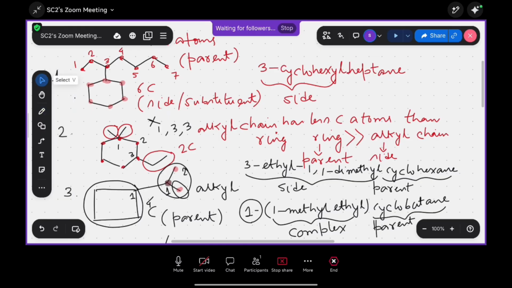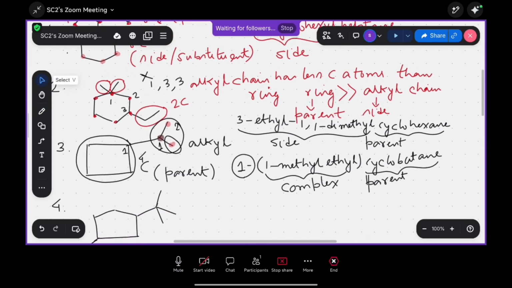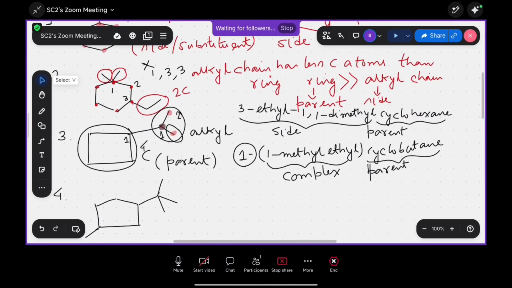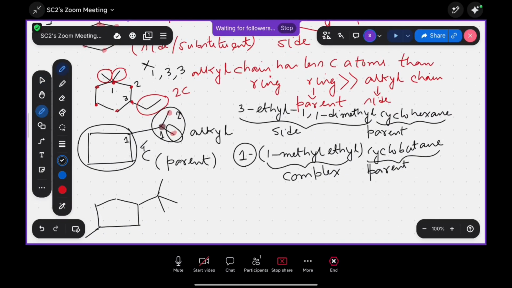Now about the next compound. The next compound is also having less number of carbon atoms. So again the ring behaves as the parent chain.